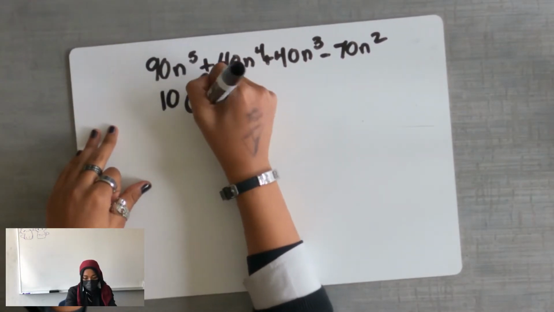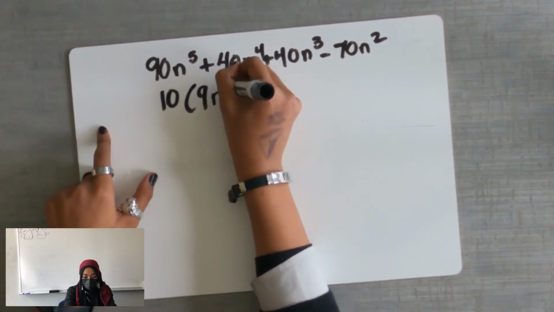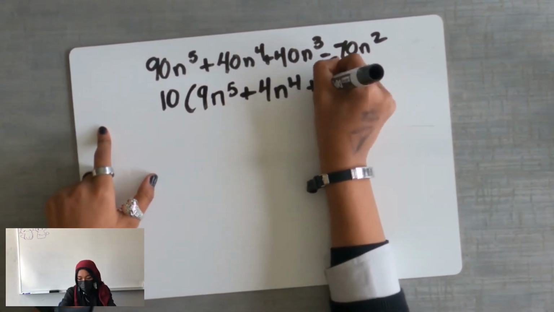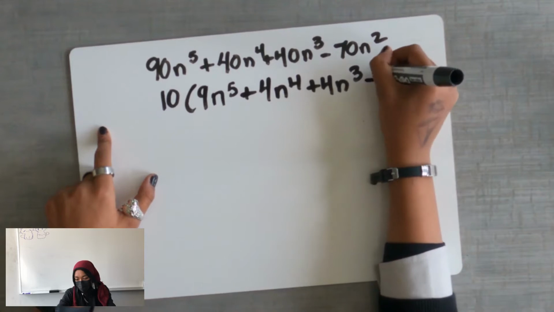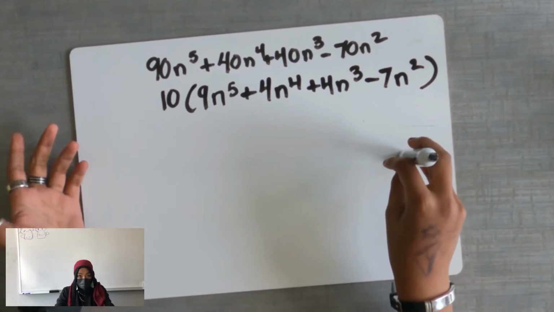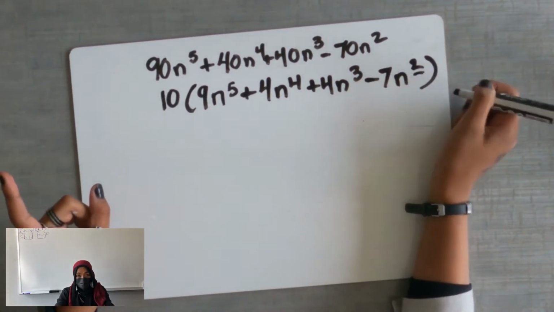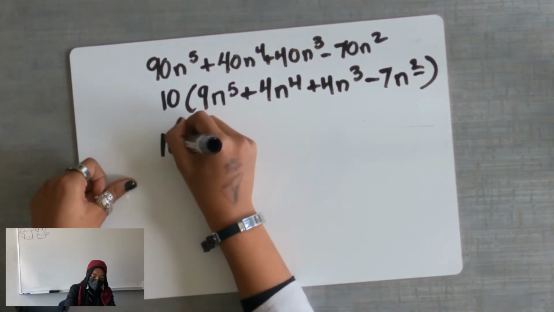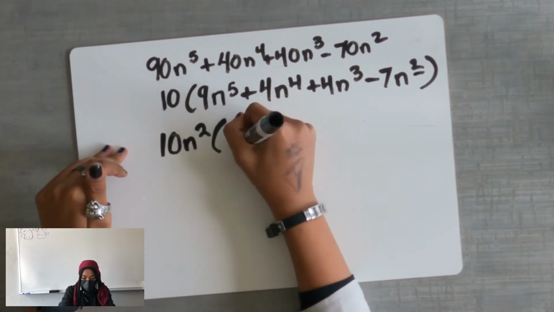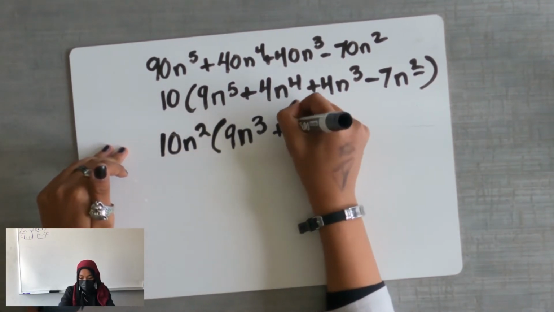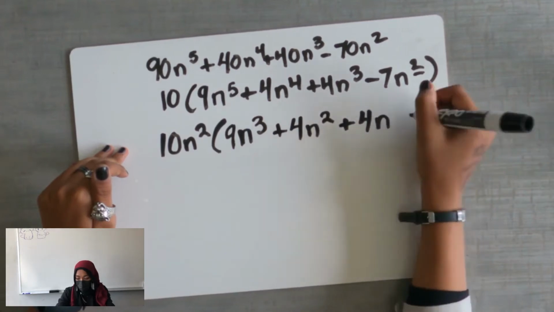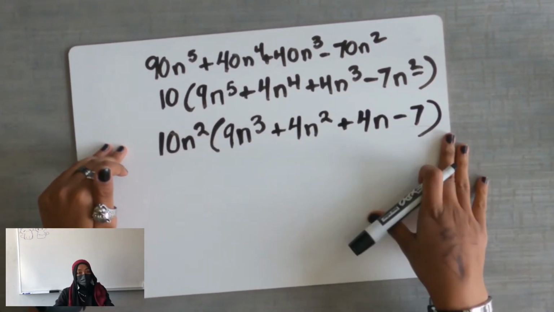Take that out, you have 9n to the 5th plus 4n to the 4th plus 4n to the 3rd minus 7n squared. Now we said earlier that we also have an n that we can take out, and not just an n, but an n squared in this case. So we take out 10n squared, open parentheses, 9n to the 3rd plus 4n squared plus 4n minus 7. That's it.